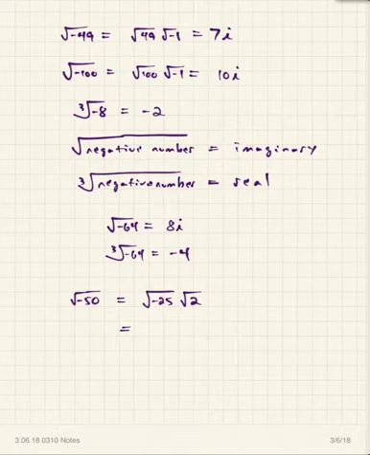And so then what's the square root of negative 25? Like we've been talking about over the last 5 minutes, this would be imaginary. This would be 5i. And then this would be times the square root of 2.